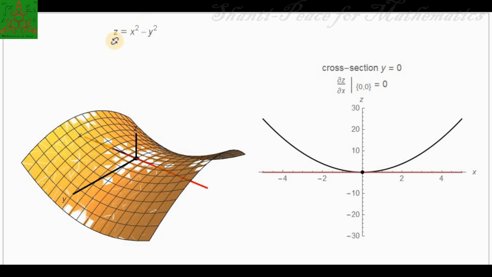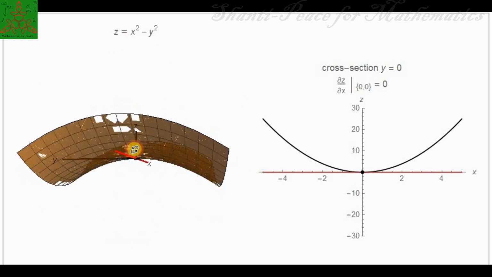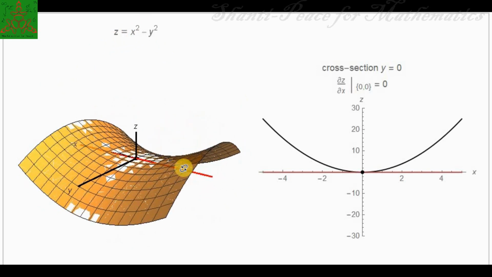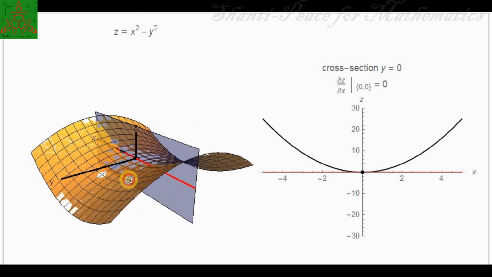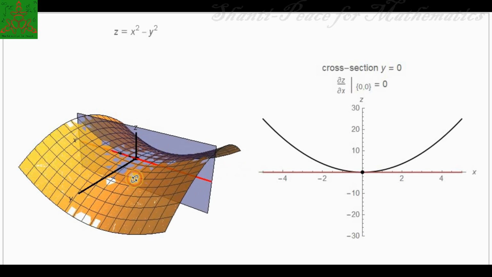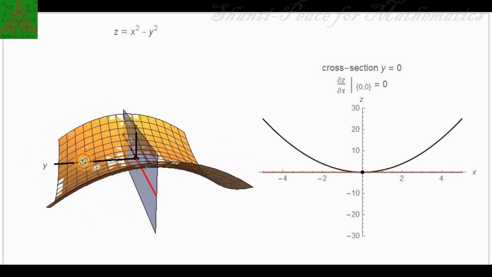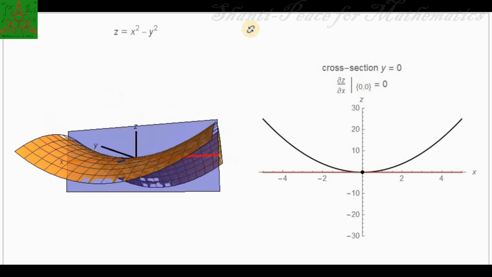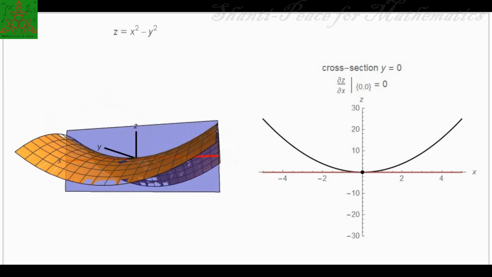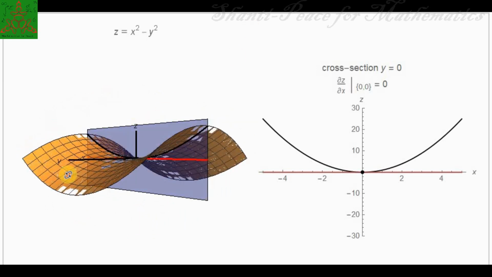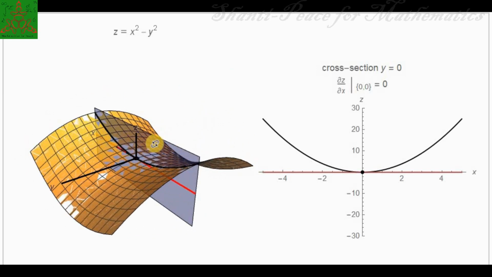Here I have plotted the function z is equal to x square minus y square, which represents a surface like this. In the direction of the x axis, if I plot this plane, then the cross section is like this, and you will have the curve of intersection of this plane with the surface, which is this black curve that we have here.